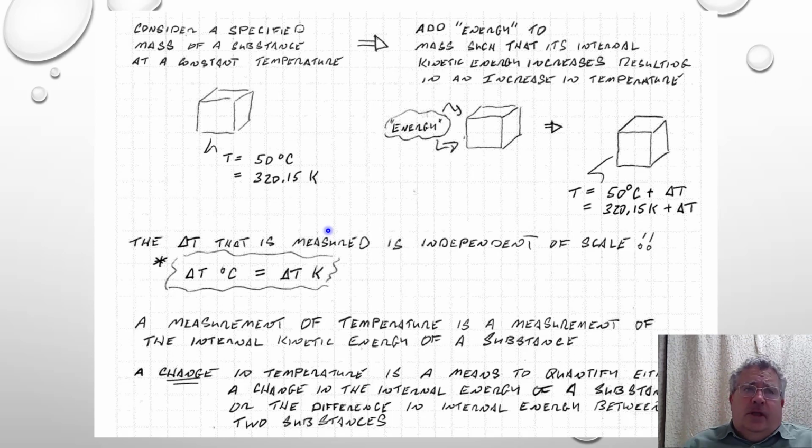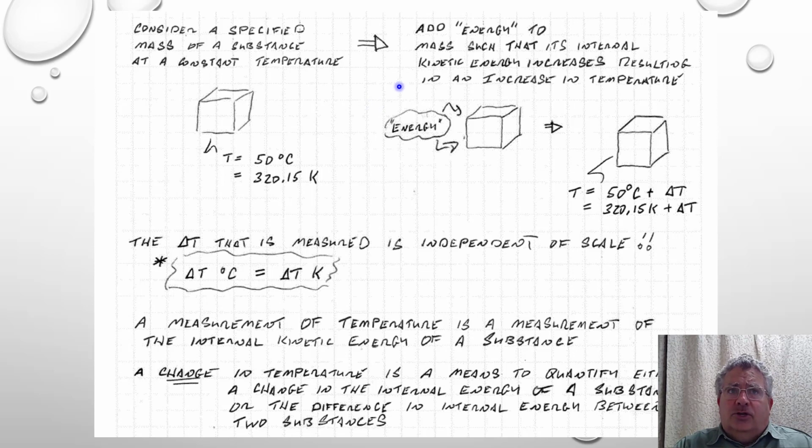All right, so let's take a look and apply these things. This is again going back to your thermodynamics. Consider a specific mass. We have a cube of mass. It has a temperature of 50 degrees C, which is 320.15 degrees Kelvin.